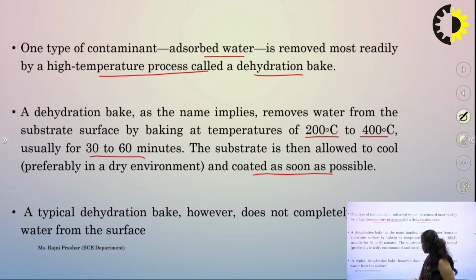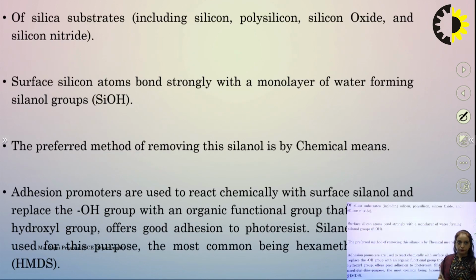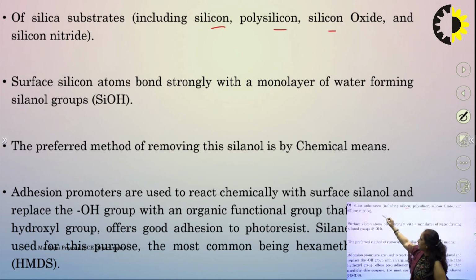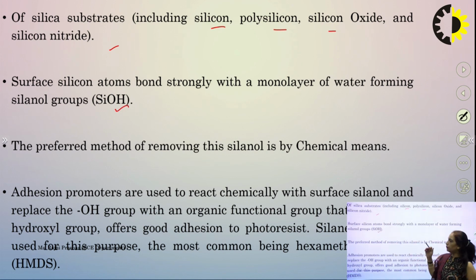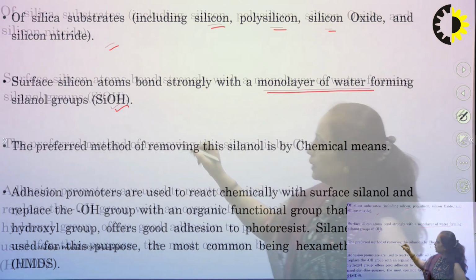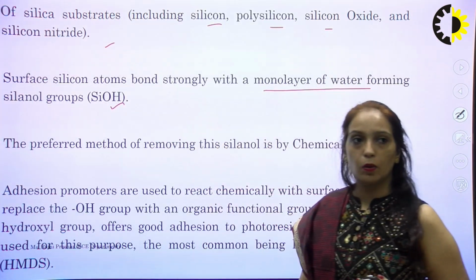This typical dehydration bake does not completely remove the water vapors from the substrate. So next, if we have a silica substrate, then we may have silicon, polysilicon, silicon dioxide or any other substrate. It may have silane groups, right? When water molecules react with the silicon surface, they create a very strong monolayer of water, forming the silanol group, that is known as the SiOH group.